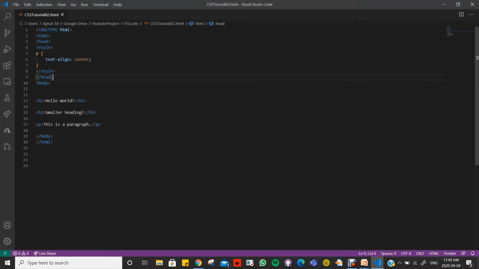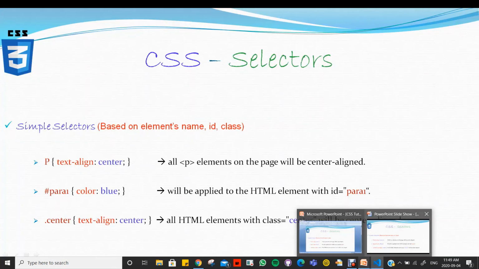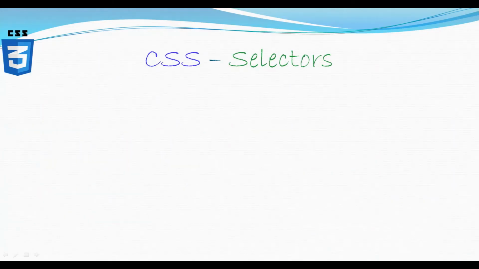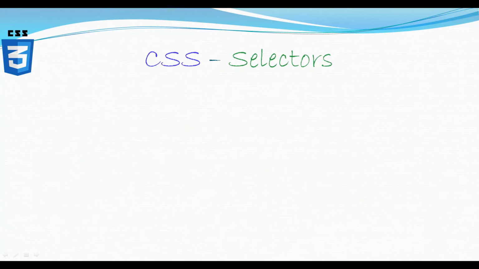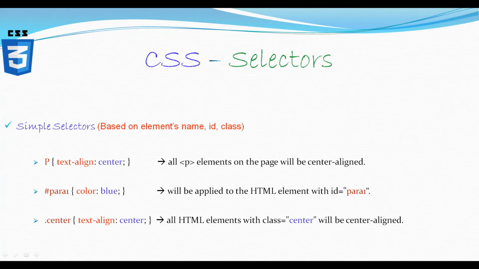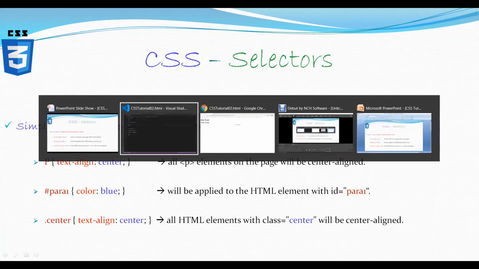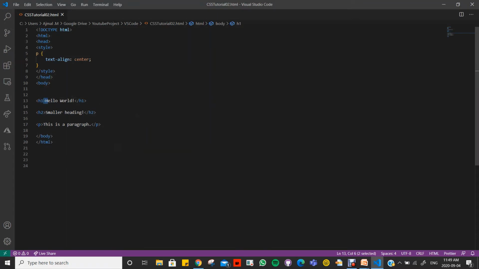I want to show you a few other declarations, because it's quite important for you to know all of them. And we're actually gonna use the ID paragraph and apply the color blue. So we're gonna give this H1 an ID of para1. So that's the ID for that, for H1.